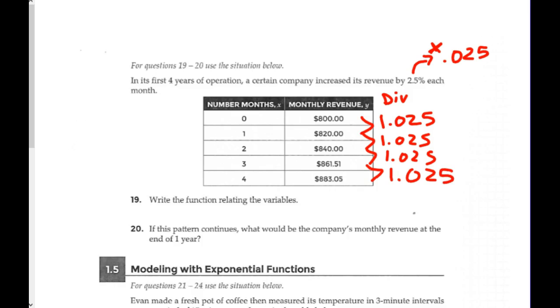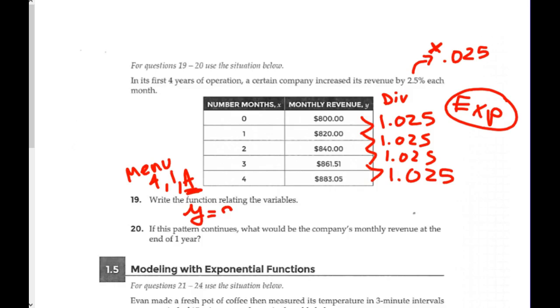So again, you can put that into Lists & Spreadsheets, menu 4 1 A. Since you divided, if you are multiplying, this is an exponential function. If it's exponential, we do menu 4 1 A. And then what you would get is 800 times 1.025 to the power of x. Okay?